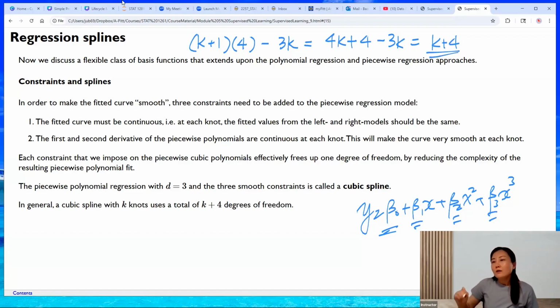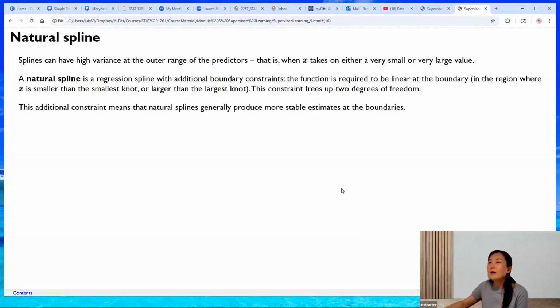So that's why for a cubic spline with k knots, we use a total of k plus 4 degrees of freedom. Namely, we have this many parameters to estimate. All right, so keep this in mind. And then furthermore, as we have observed, for the two tail areas, left tail or right tail, we have fewer observations. So in those two regions, a polynomial regression is probably not necessary. It will overfit the data.